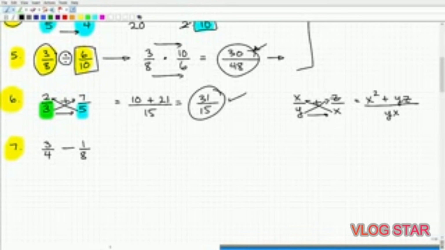I refer to it as the bow tie method. So you definitely want to learn this or keep this in your back pocket. If you forget anything about fractions, you can always do this for addition and subtraction.